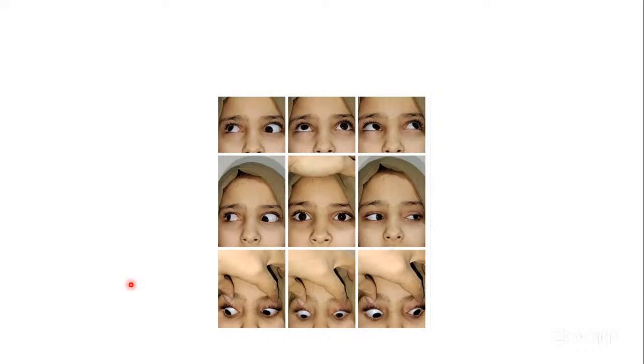No, I think the forced duction test is positive in the two. Yes, it is also positive in Brown syndrome, but usually a history of trauma will help you. If you do a CT scan of the orbit for the patient, you might find inferior rectus entrapment in such cases.